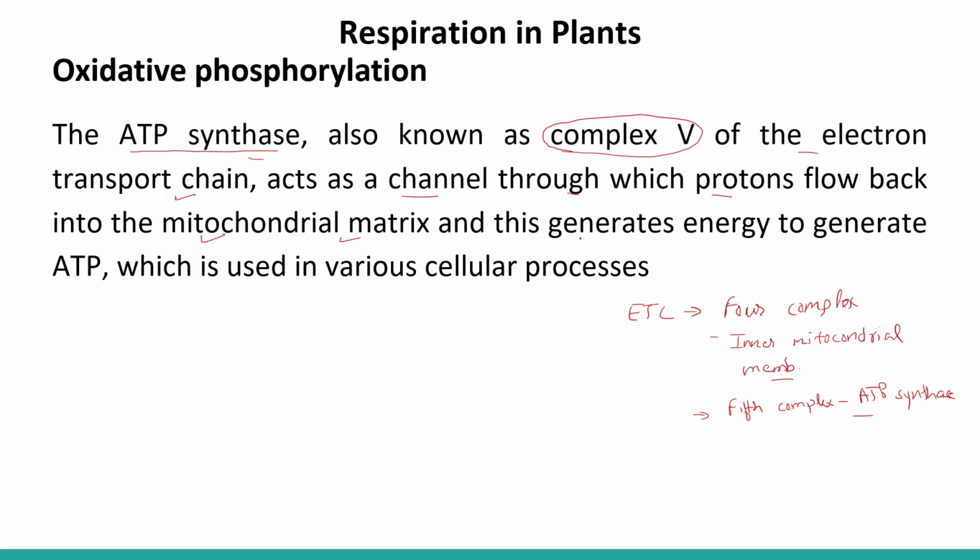And this generates energy to synthesize ATP, which is used in various cellular processes like DNA and RNA synthesis, transcription and replication. Replication is DNA synthesis, transcription is RNA synthesis. Which other processes can ATP be used in, or which cellular processes? Intracellular signaling.